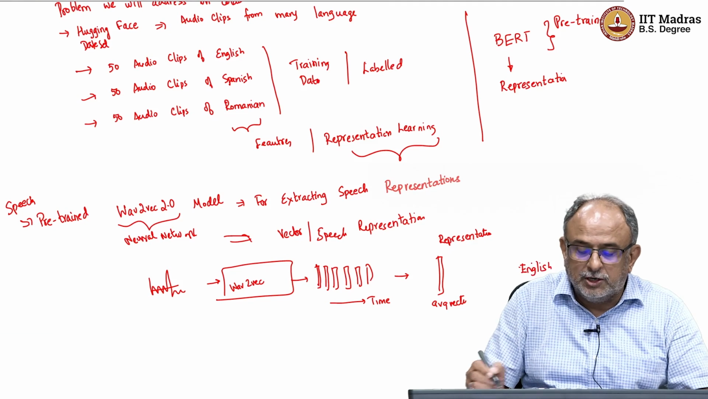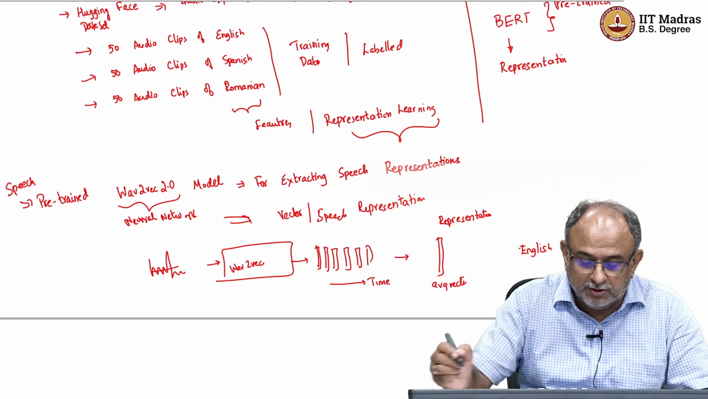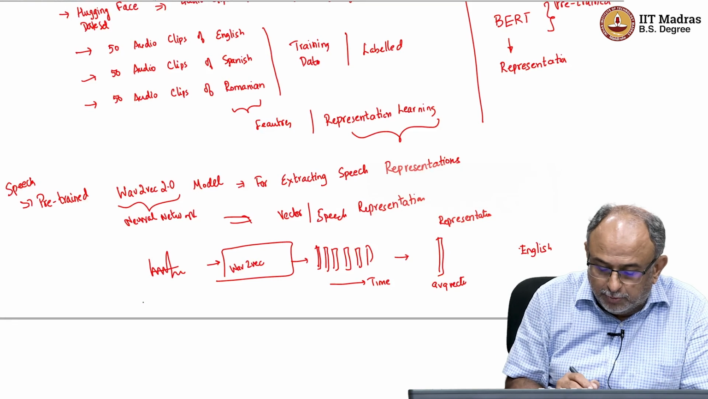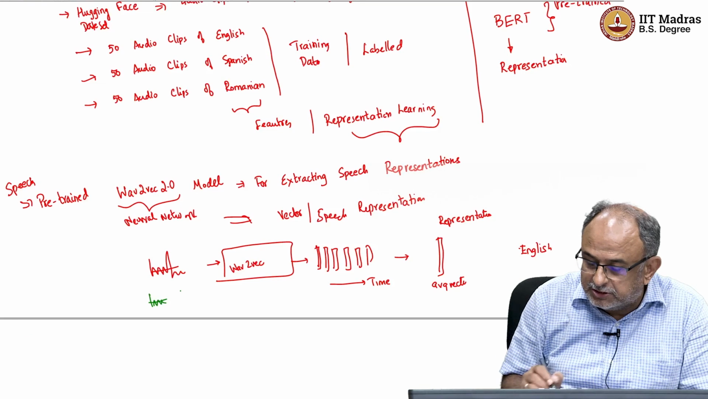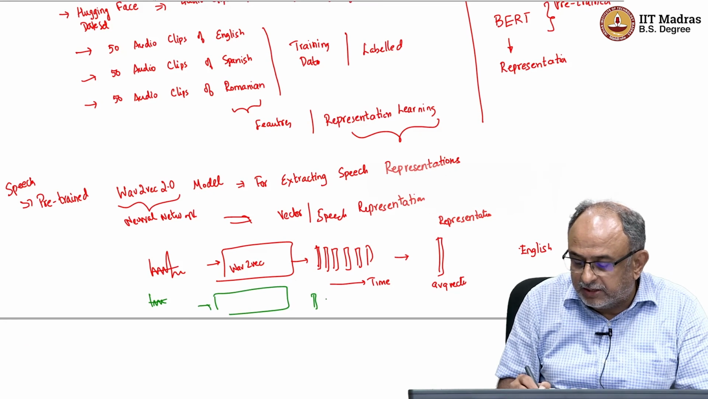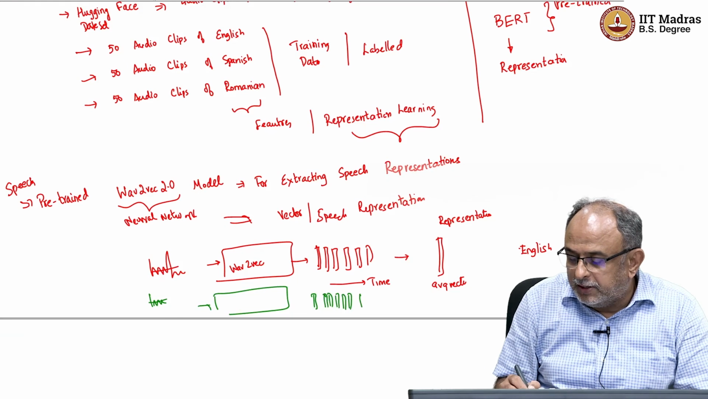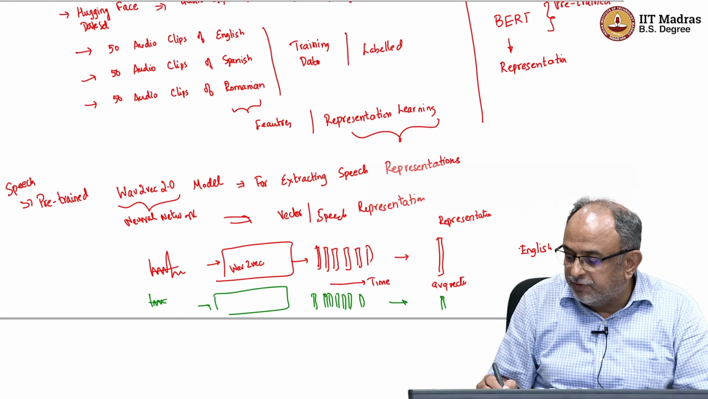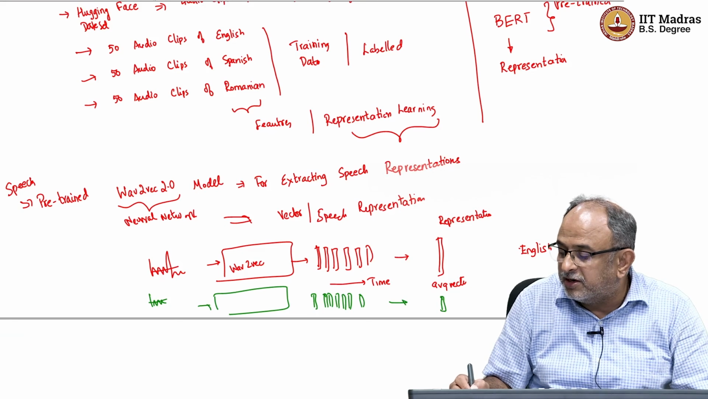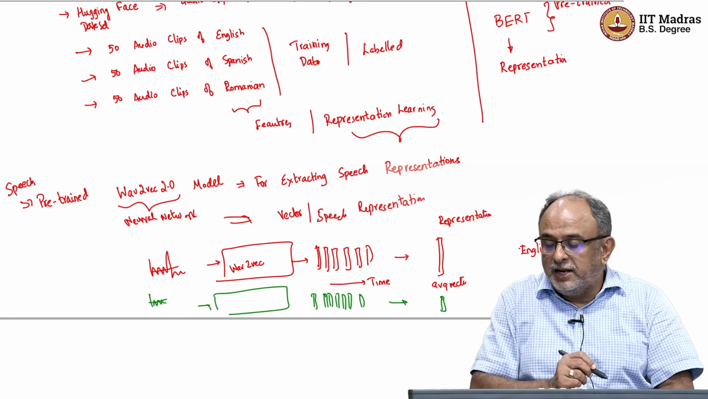Next, if the next audio clip happens to be Romanian, I will pass it through this same wav2vec neural network, and then I will average and get a vector, and this will be labeled Romanian. So this is the training dataset that I will create.